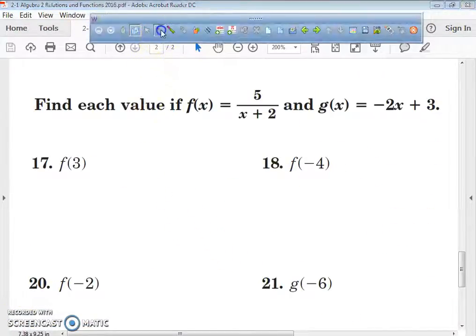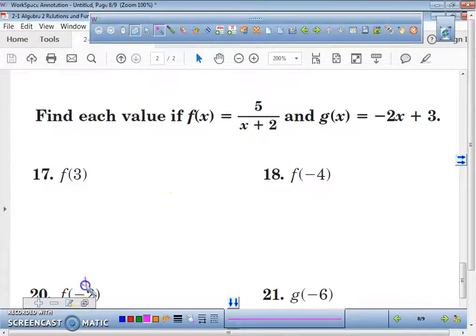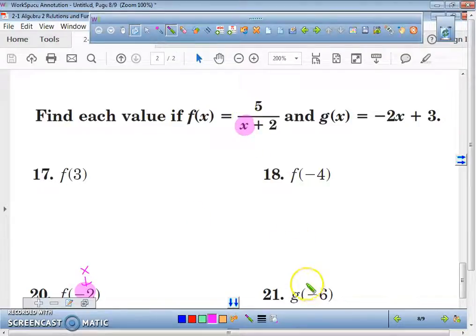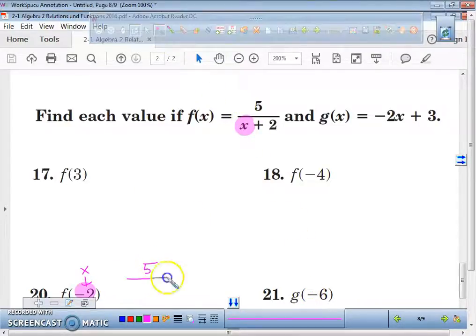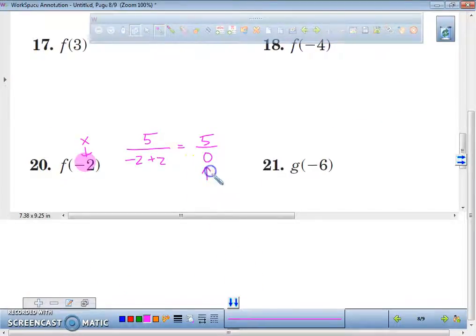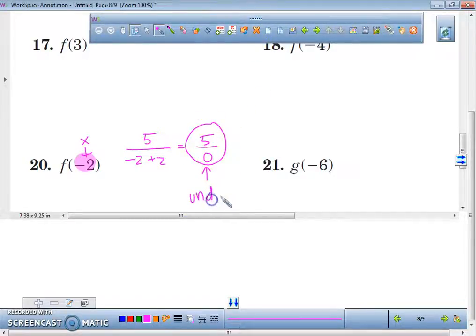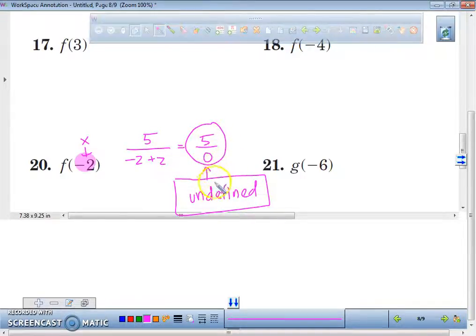Number 20 was a little bit tricky because we have f of negative 2, which means our x value happens to be negative 2. We're going to take that negative 2 and plug it right in there. And you get 5 over negative 2 plus 2, which gets you 5 over 0. Since you can't divide anything into nothing, you would say this answer is undefinable, so you say undefined. All right? Since you can't divide 5 into nothing, it doesn't work. It's undefined.